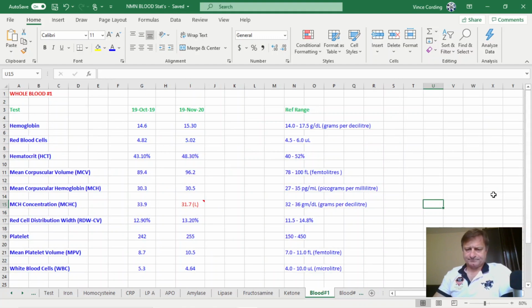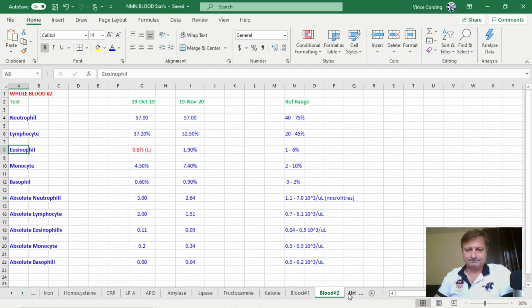Whole blood. The whole blood that I've got there, everything was okay last time. This time, the only thing that's slightly different is the mean corpuscle hemoglobin score. And it says possible lack of iron. But when I look at my iron scores, they're fine. And it should be 32 to 36, and mine's 31.7. So only 0.3 out with regard to that score. And again, I'll be mentioning this to my doctor in January.